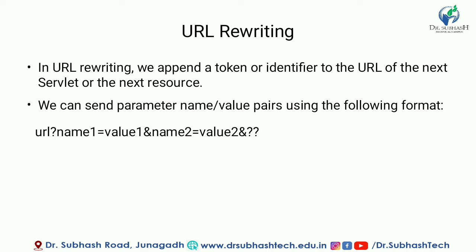We can send parameter name value pairs using the following format. With the URL, we can send the name and value of the variable as shown below. The syntax is the URL, then a question mark, then the name of the variable equal to its value. A second variable we can add using the ampersand sign, then the second name equal to the second value, and so on. This is the syntax for URL rewriting.